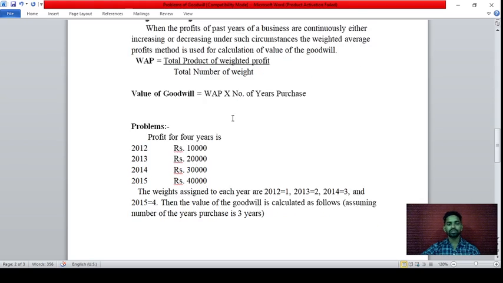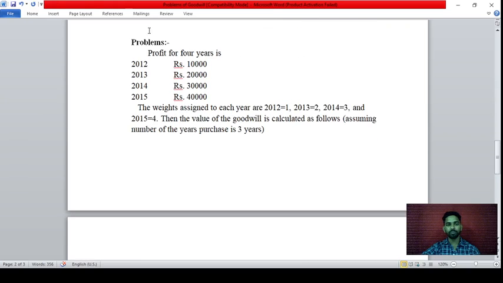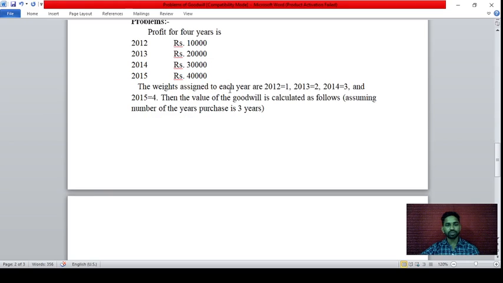Now we will see the problem. Profit for 4 years is given, these are the 4 years and these are the 4 profits. The weights for each year are: 2012 one weight, for 2013 two weights, for 2014 three weights, and for 2015 four weights. Then the value of goodwill is calculated as follows, assuming the number of years purchase is 3 years.